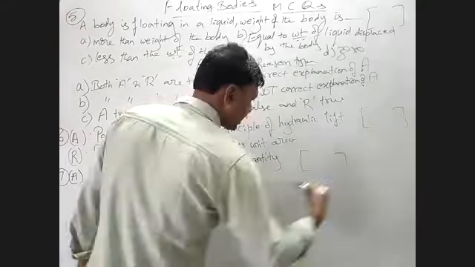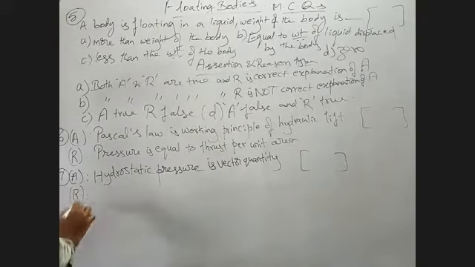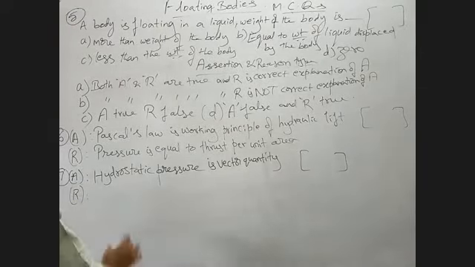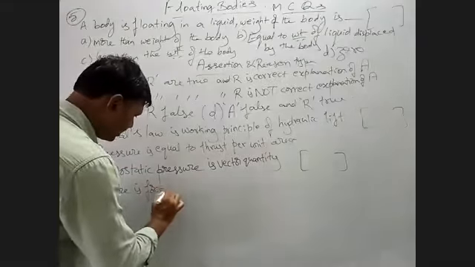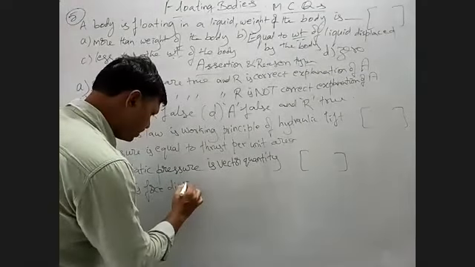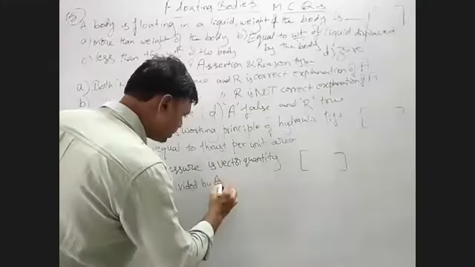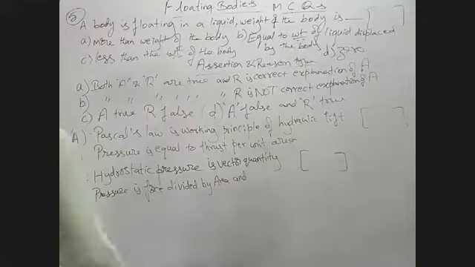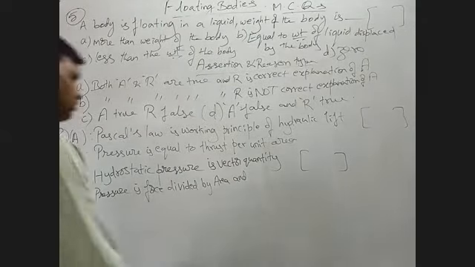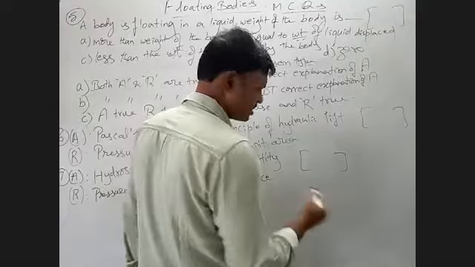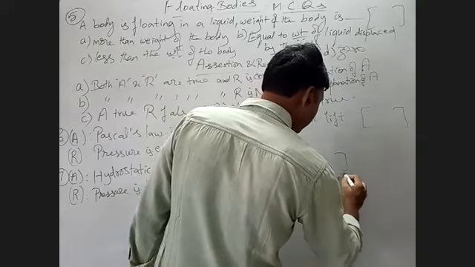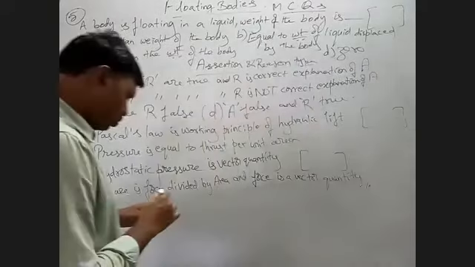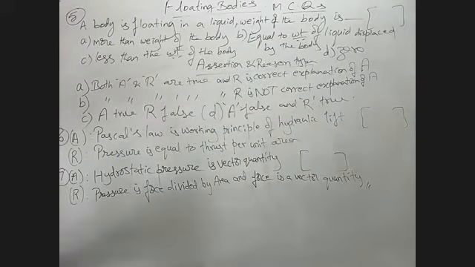Now I'll keep the bracket here. Then what is the reason here? Pressure is force divided by area, and force is a vector quantity. Of course, this we know, everybody knows. Force is a vector quantity. So, if we have to judge the answers for this, we will try very quickly.